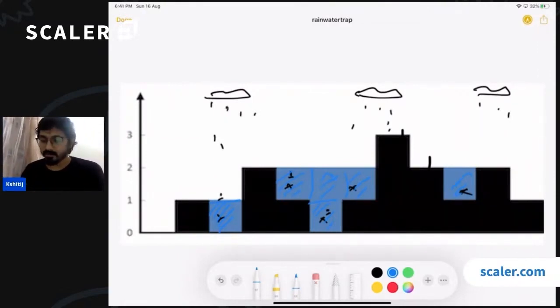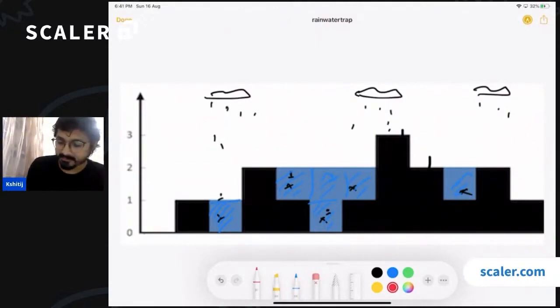So how have we counted the total amount of water in this case? To count the total amount of water, what have we done? We have just counted the amount of water trapped above each and every bar, right? So if I count the total amount of water trapped above each and every bar, and if I just add that, that would be the answer.